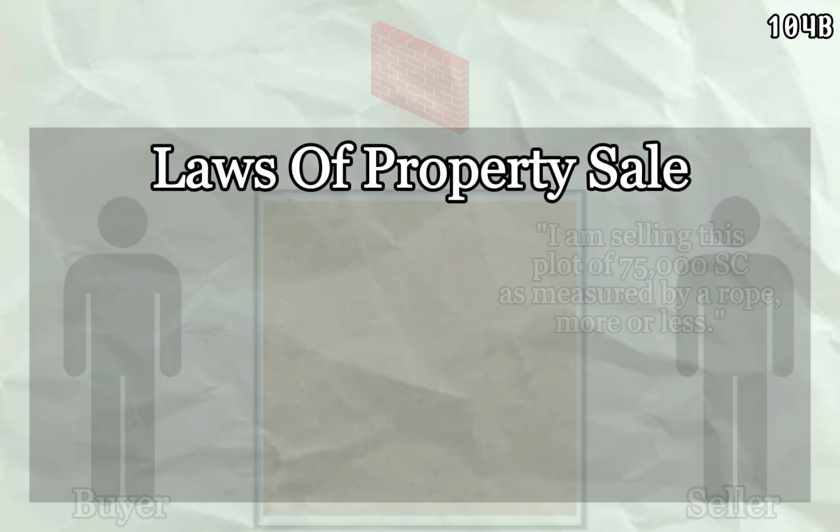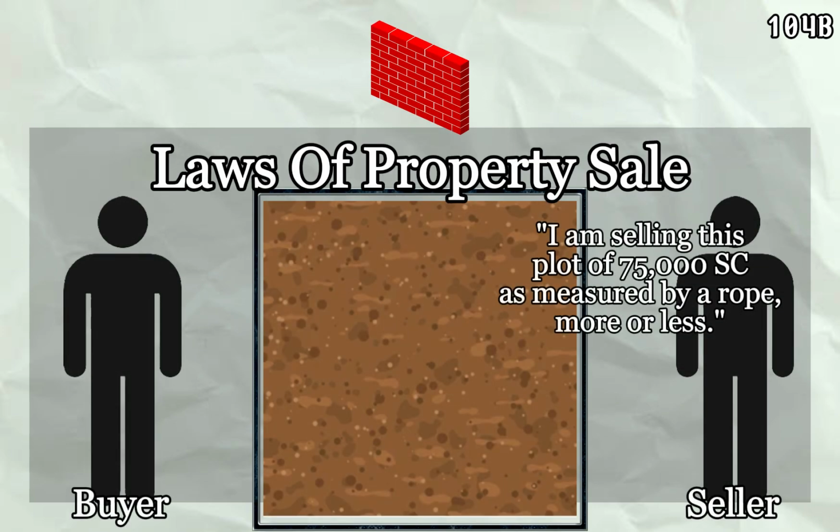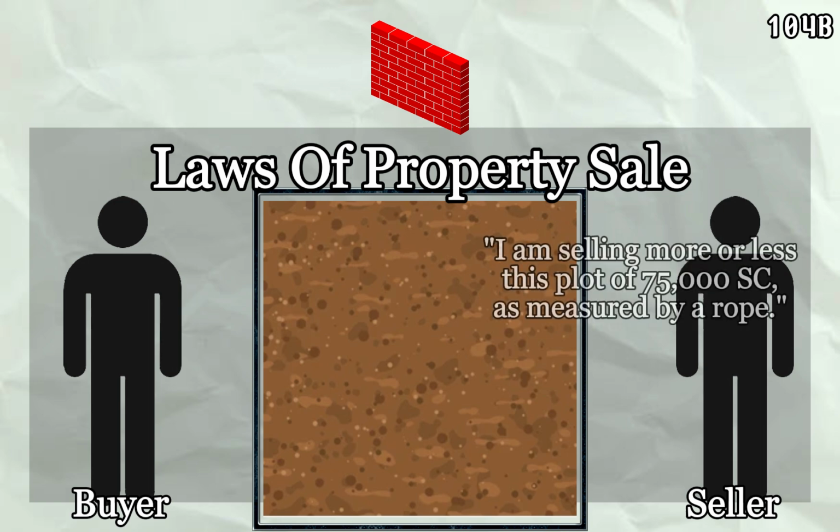If a seller said he's returning land as measured by a rope, but then afterwards adds "more or less," the second statement of "more or less" reduces the amount to be approximate. If he says the land's measurement "more or less," and then adds "as measured by a rope," the second statement nullifies the first and makes the measurement precise.